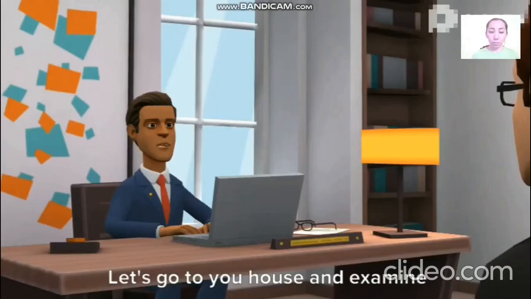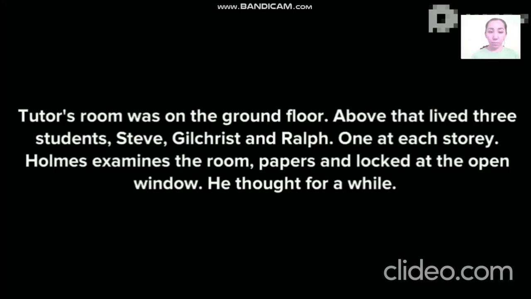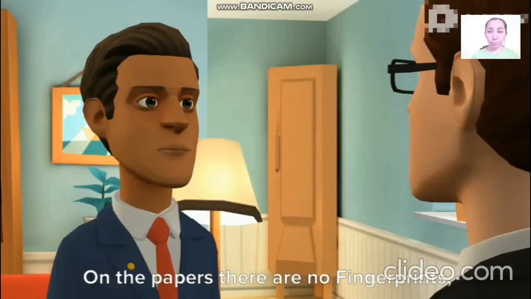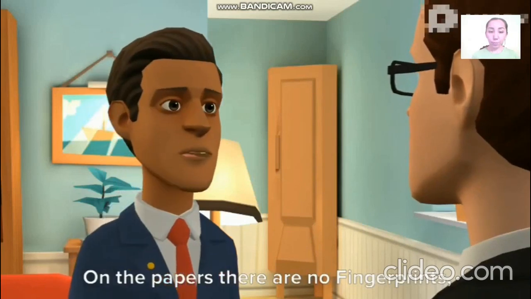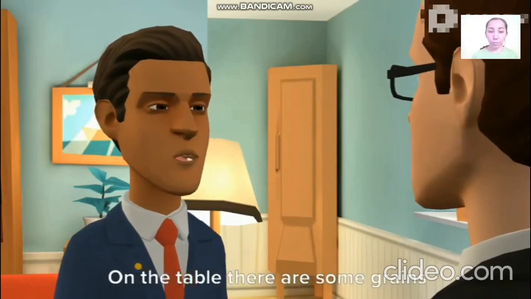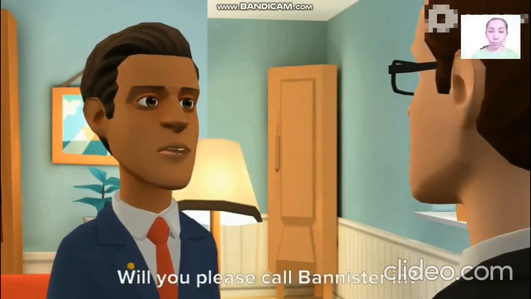Let's go to your house and examine it. The tutor's room was on the ground floor. Above that lived 3 students, Steve, Gilchrist, and Ralph, one on each story. Holmes examined the room, the papers, and locked the open window. He thought for a while. On the papers there are no fingerprints, but there are some pencil shreds. On the table there are some grains of sawdust. Will you please call Bannister in?